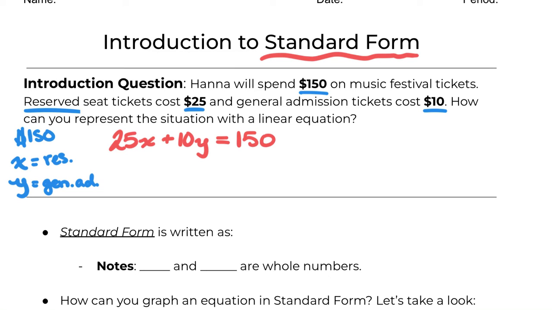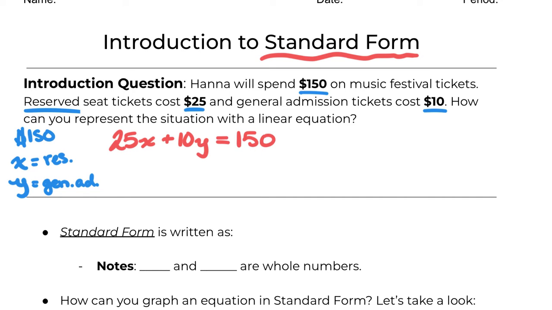Like the other two forms of linear equations, slope-intercept form and point-slope form, we have an x and we have a y. We also have this constant, and we'll talk about how all these are related to slope-intercept form in just a moment. But I want us to look at this equation before we move on. This says $25 per reserved seat ticket plus $10 per general admission ticket equals a total of $150.